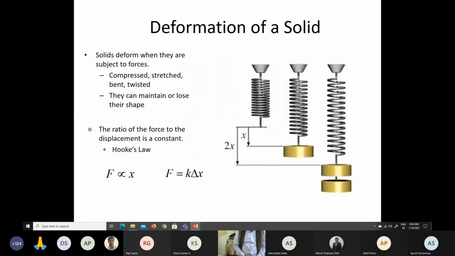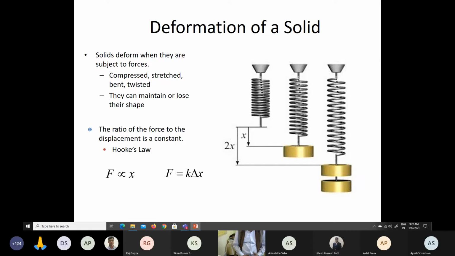So the first slide that comes to mind is regarding deformation of a solid. Solids can deform when they are subject to forces. They are either compressed, or maybe stretched, so they are under tension. They can undergo bending and they can undergo torsion. So compression, tension, bending, and torsion are different modes by which a solid can deform.